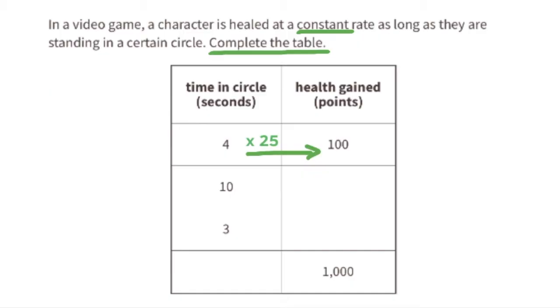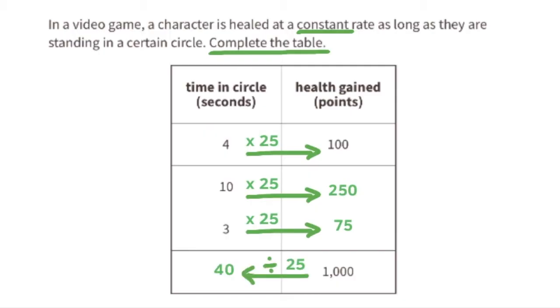That means that the number of points gained is 25 times that of the time in the circle. 10 seconds in the circle times 25 equals 250 points gained. 3 seconds in the circle times 25 equals 75 points gained. This last row is 10 times bigger than the first row. If 4 times 25 equals 100, then 40 times 25 equals 1,000. Or 1,000 divided by 25 equals 40.